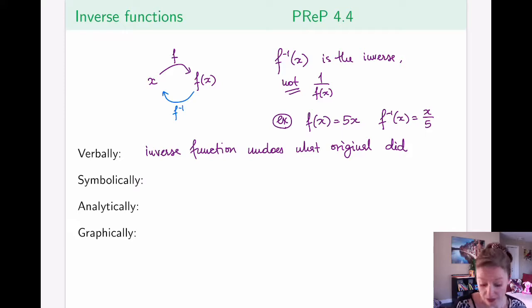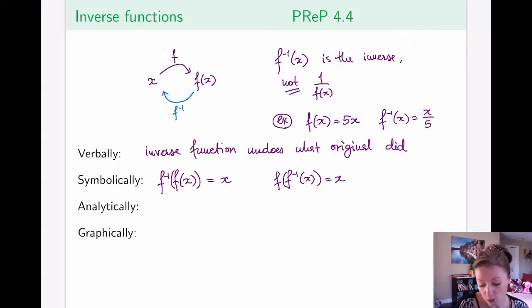So verbally, the inverse function simply undoes what the original one did. Symbolically, we write that as: if I apply my function to x first, and then I apply the inverse, then I'm simply going to get my x back. Whatever f did, f inverse undid, and I was able to get my original value of x back. Now, it doesn't matter in what order you apply the functions. So if I apply the inverse first and then the function, I should also get my x back. Both are functions, both can be applied in any order.